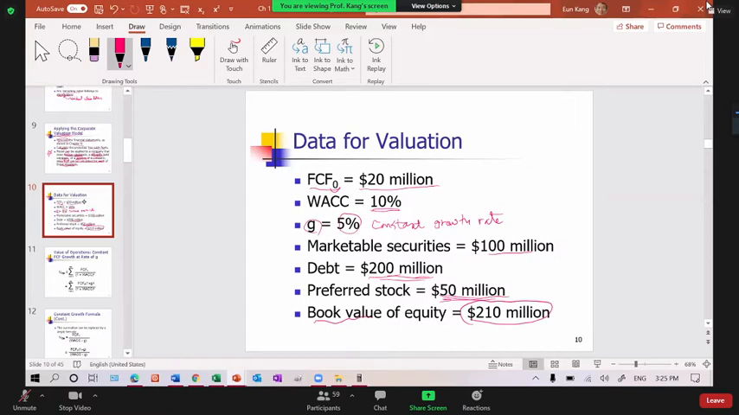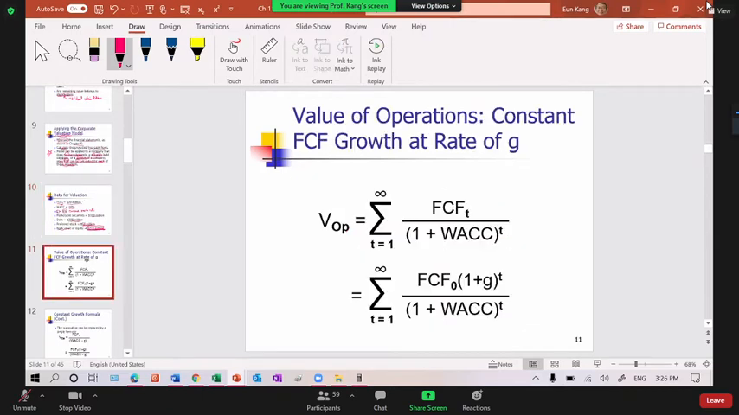But the book value of equity is definitely different from the market value of equity, right? So this should be changed for you to get the current market value of equity and market value of the company. So given this data, this is simple data, we use a constant growth model, right? Free cash flow divided by (1 plus WACC) to the t-th power, and then what? Free cash flow at time t is free cash flow 0 times (1 plus g) to the t-th power.